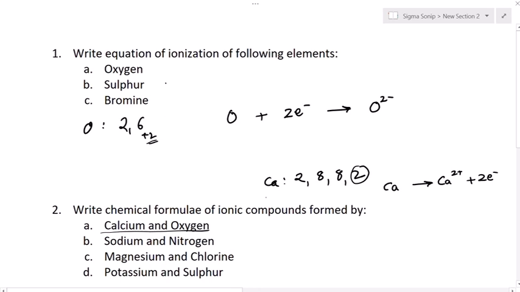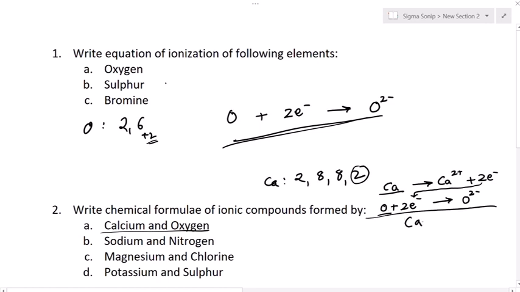Oxygen atomic configuration we already saw here, and oxygen needs 2 electrons. It becomes O2 minus. So we see that calcium is giving 2 electrons and oxygen is accepting those 2 electrons. So both equations are complete when taken together. So what we have is 1 atom of calcium and 1 atom of oxygen combining together, and we have calcium oxide with formula CaO.